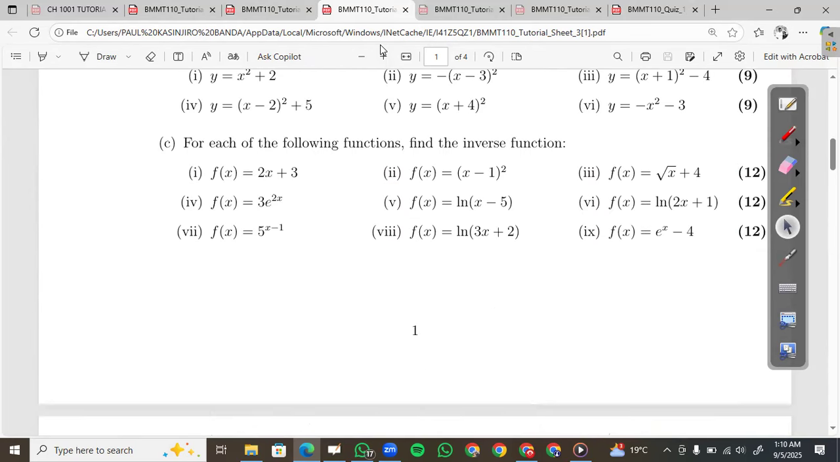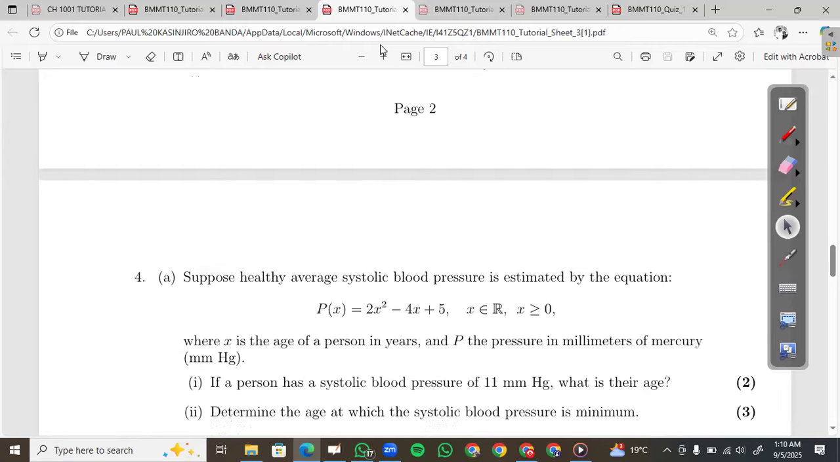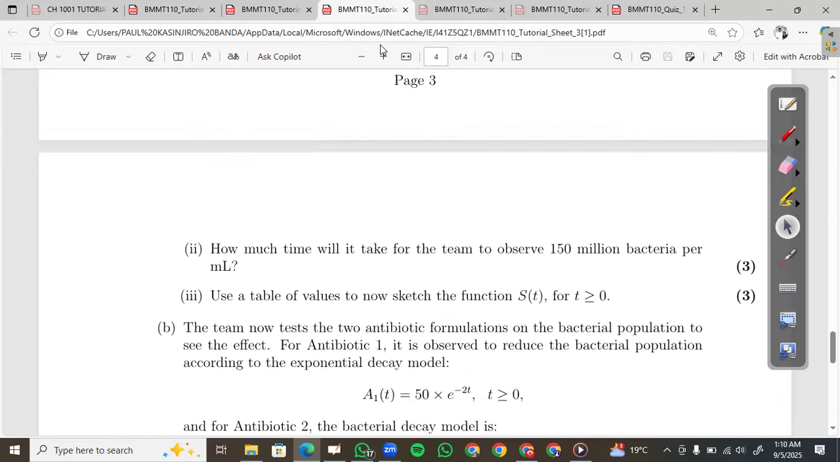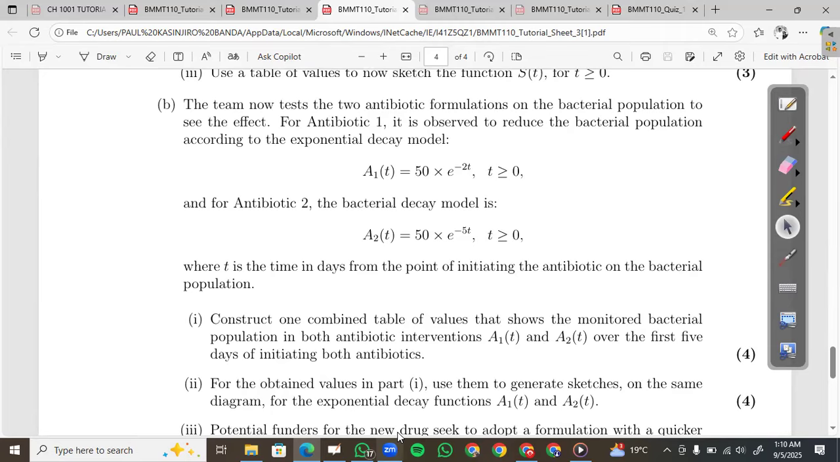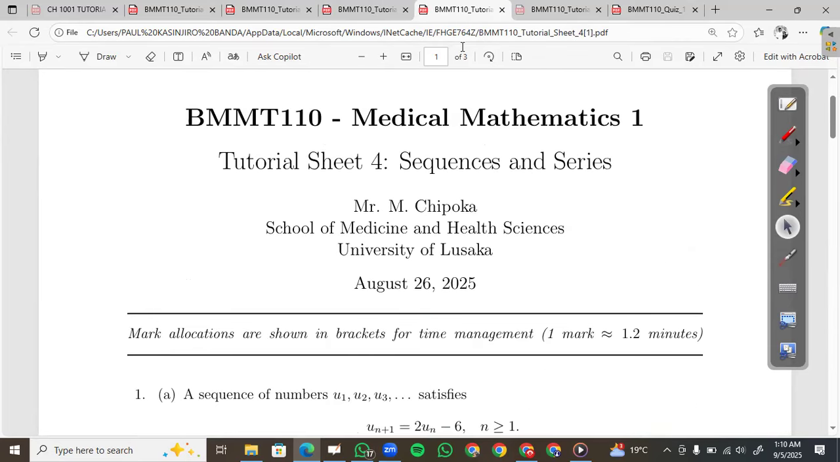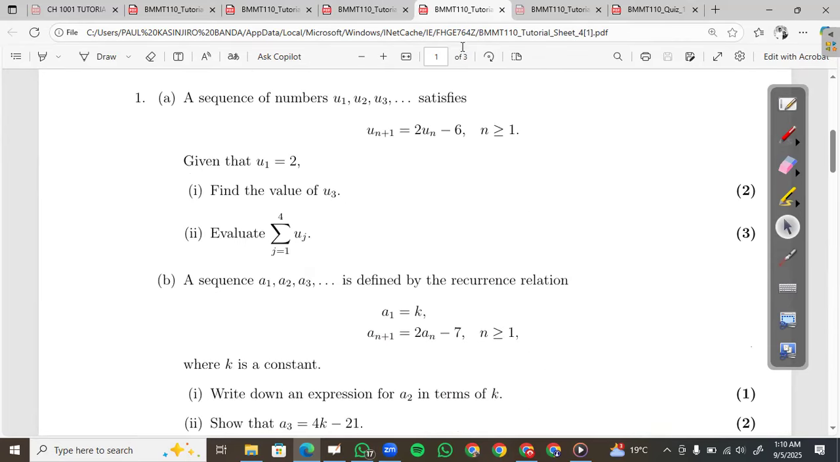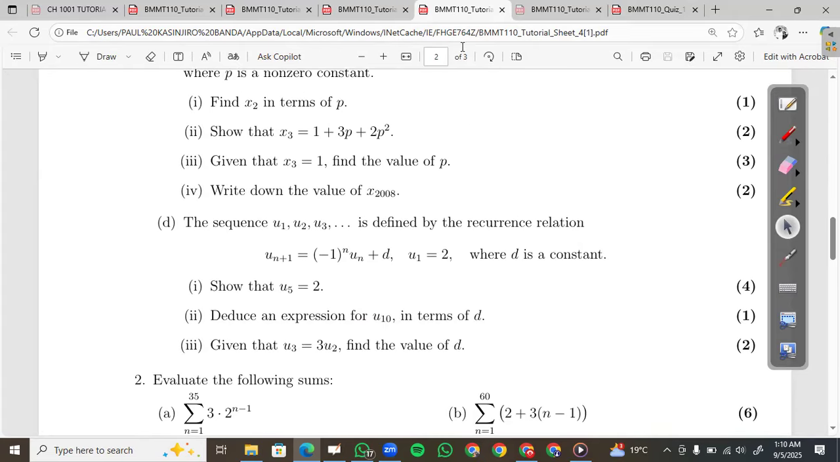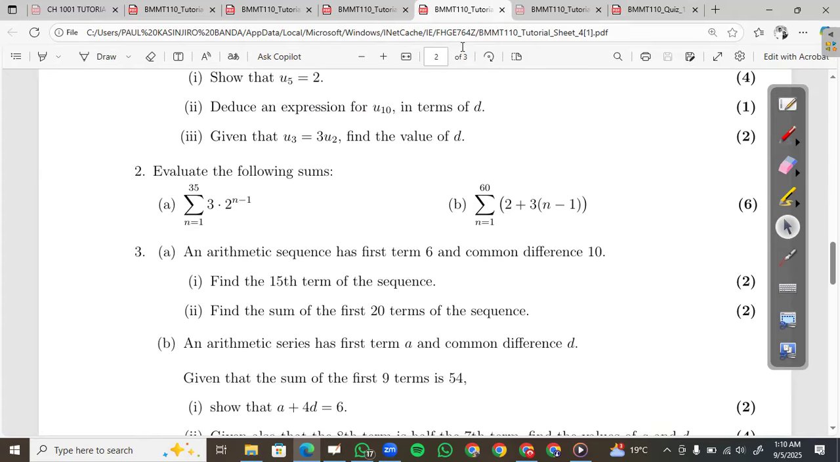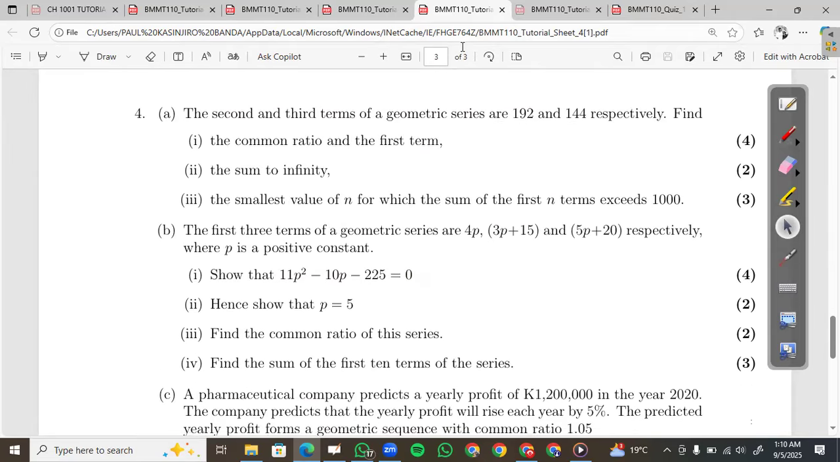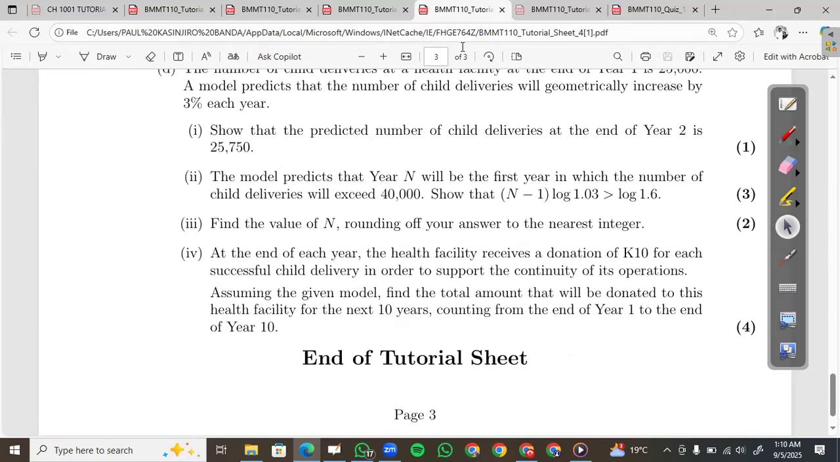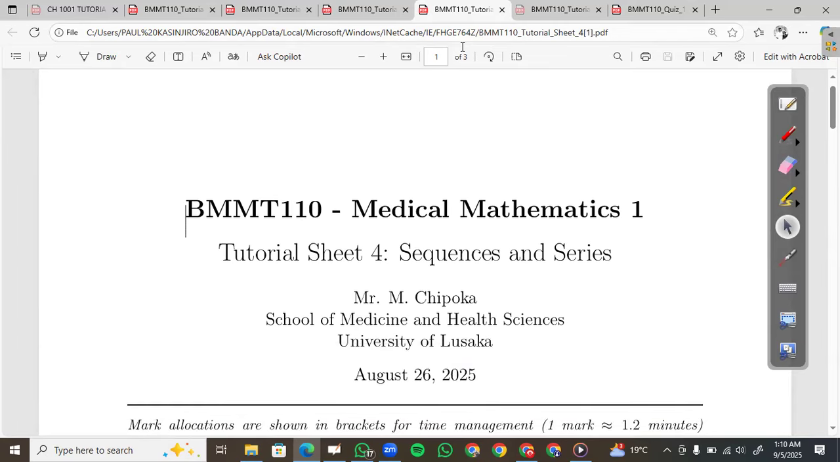But again, we've solved all these questions here in tutorial sheet 3, and you can access the video on our website, okay? Tutorial sheet 4, which is on sequences and series. Again, we've solved all these questions here. So make sure that you gain access so that you can watch them and then prepare for your mid-semester exam as well as your test.